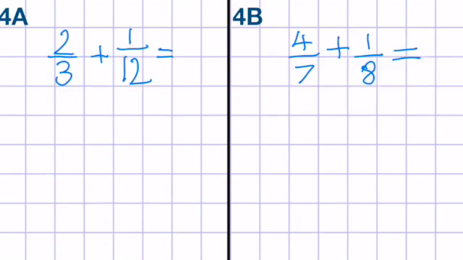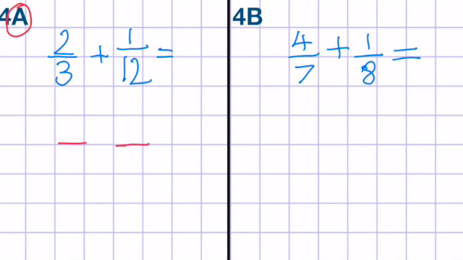Okay, 4a, you've got 2/3 add 1/12. 4b, you've got 4/7 add 1/8. I recommend you do both of these, or at least side A, if you think 4b looks a bit more tricky. Press pause, then we'll do it together.